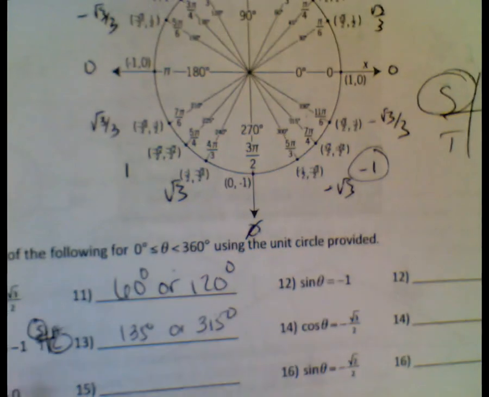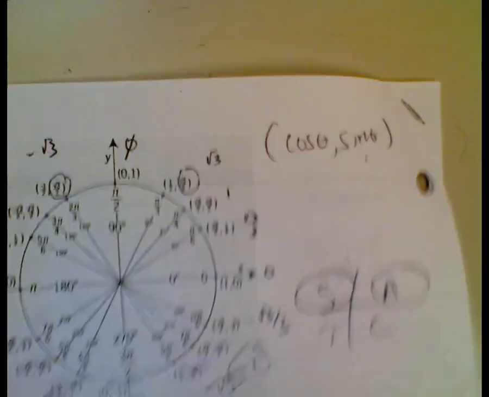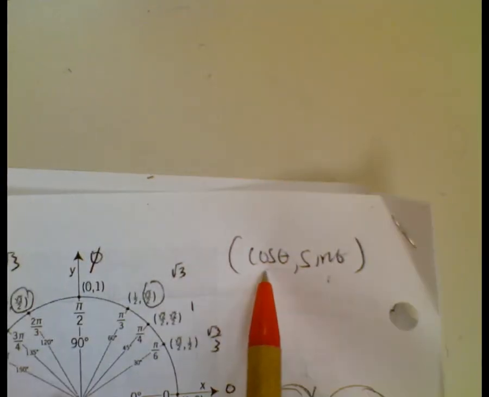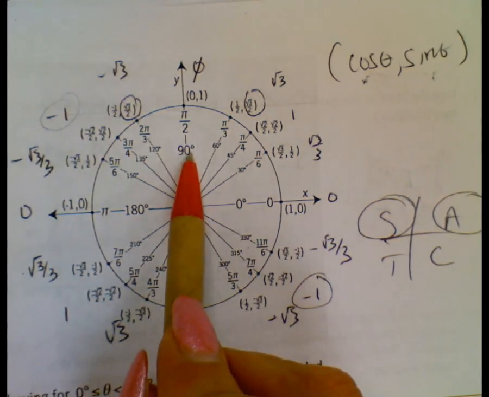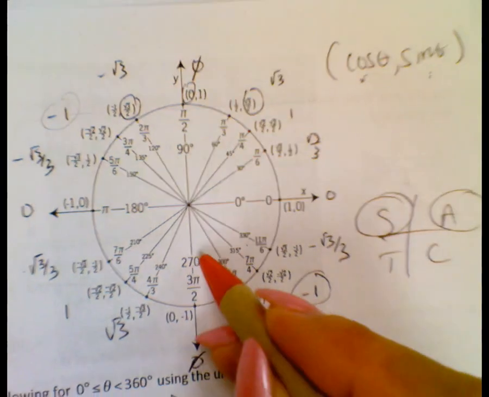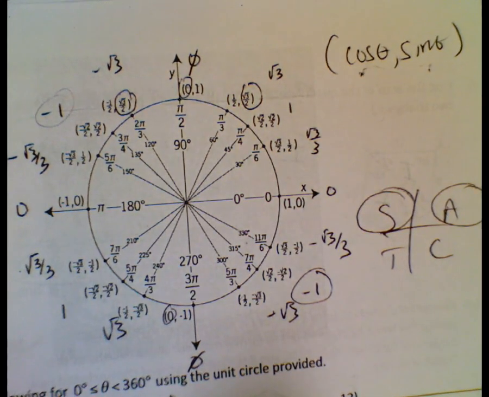So where is cosine 0? Where is cosine 0? Up here. Cosine is the x coordinate. There should be 2 answers for this. Where is cosine 0? Where is the x coordinate 0? What's one of them? Look at 90. It's right there. And 270 right there. So it's 90 or 270.